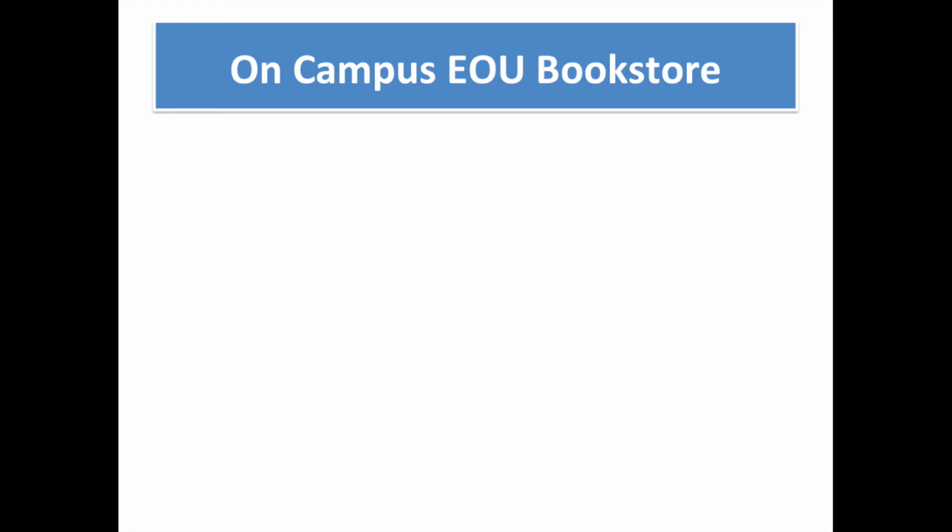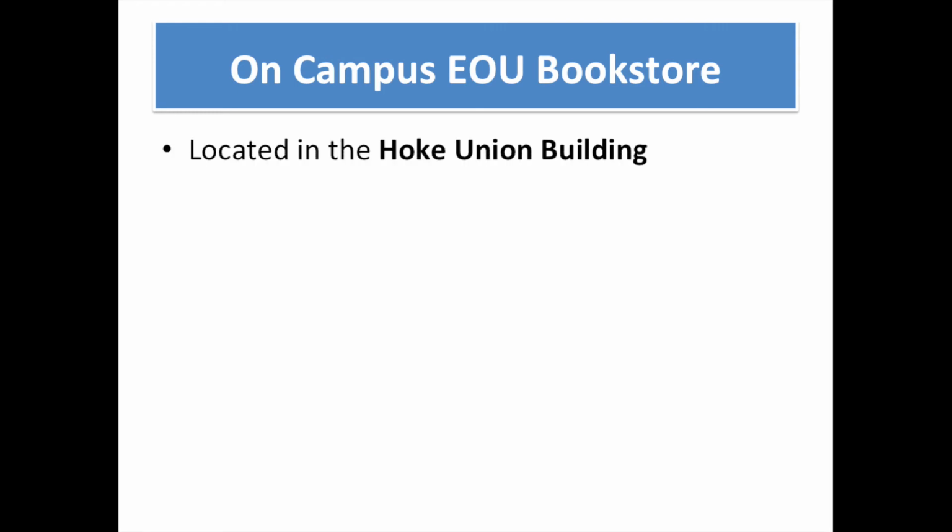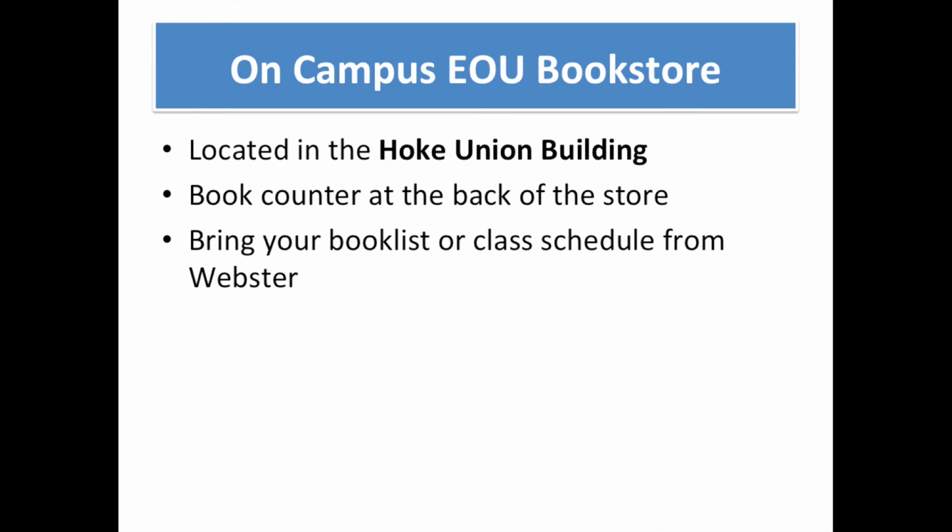The best place to look first is the on-campus EOU bookstore. It's located in Hoke Union Building, which is also where you'll find Max Grill, the Mountie Cafe, and a lot of the student club offices. When you go into the bookstore, go to the back to the book counter. A clerk there will help you find the correct books for your classes. If you like, you can bring your book list or class schedule from Webster to help you get the correct books. They also offer new and used copies, and you can buy or rent your books.